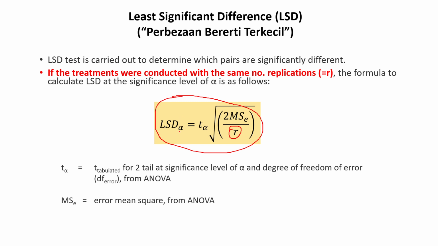And LSD alpha, so alpha is the significance level that we need to calculate. For the t value that you are going to get from your t table, you need to refer to the two tails. It's a two-tail test because we claim that there is a difference or there is no difference between the two groups. Therefore it's two tails because there's no direction. So for any alpha, it needs to be divided by 2. We will look at the example later on.